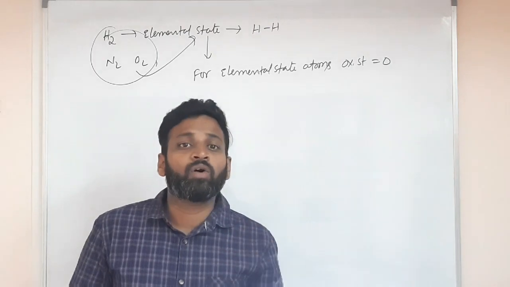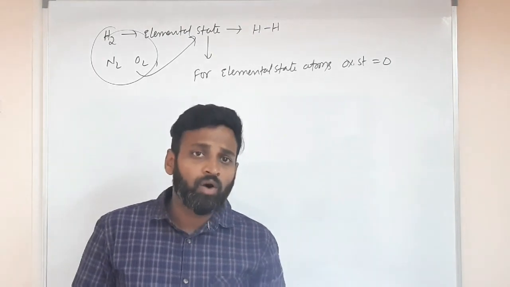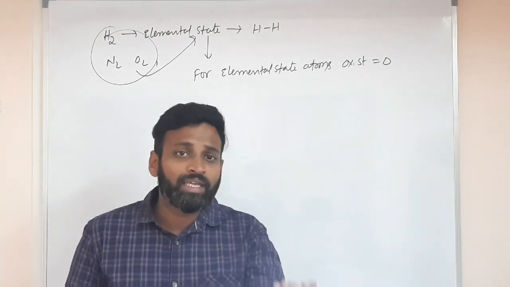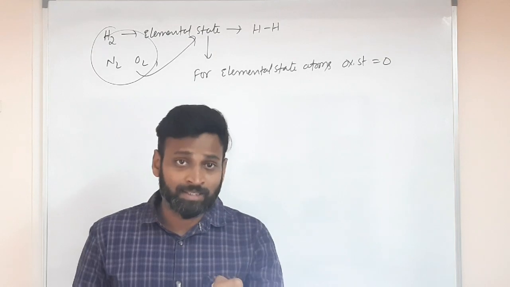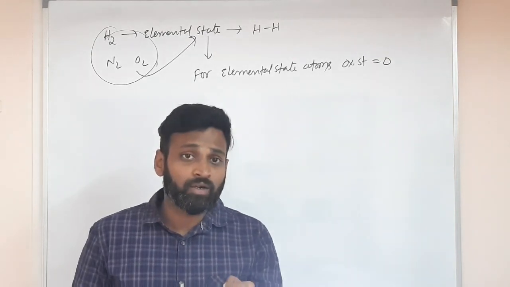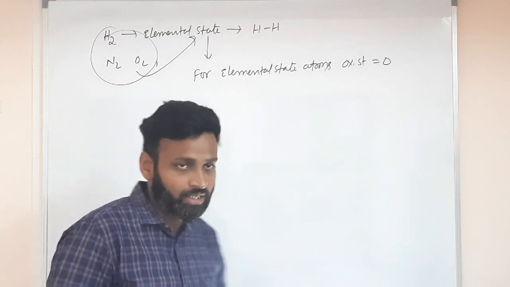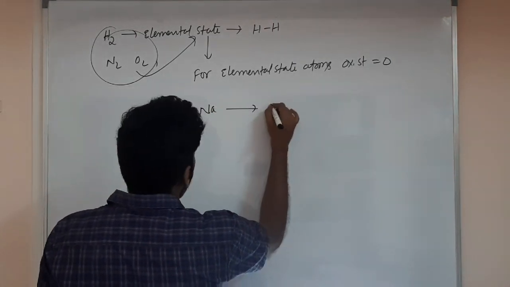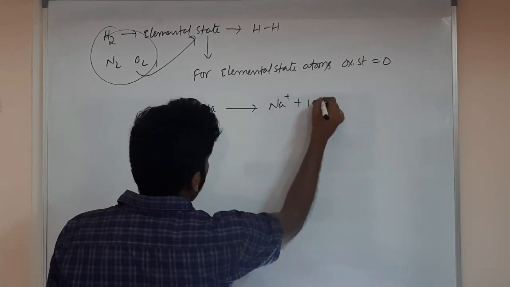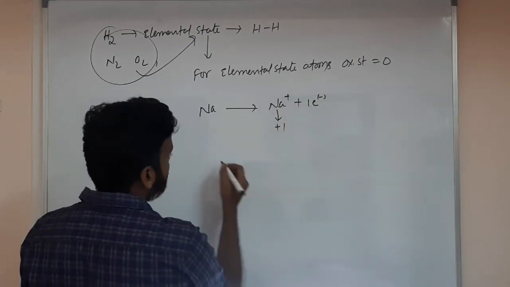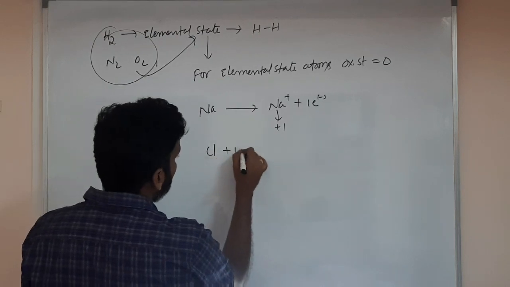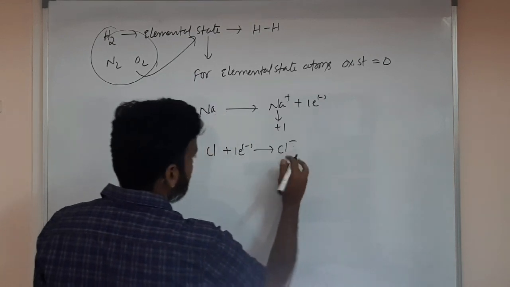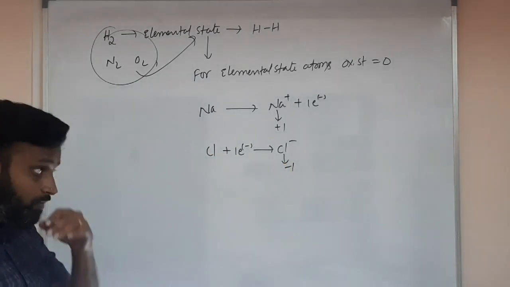Due to loss of electron, an atom gets a positive oxidation state. Due to gain of electron, an atom gets a negative oxidation state. Suppose you take sodium: it loses an electron to form Na plus, so here plus 1 is the oxidation state. Cl will take 1 electron and form Cl minus. So here the oxidation state is minus 1.